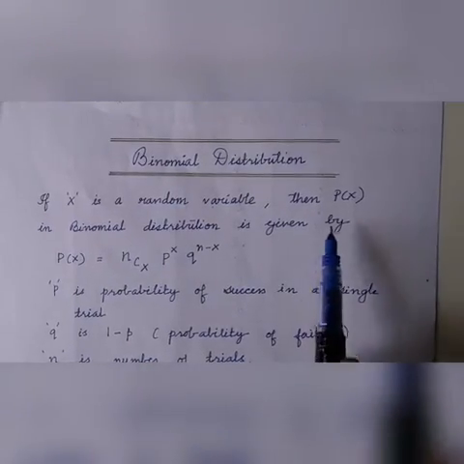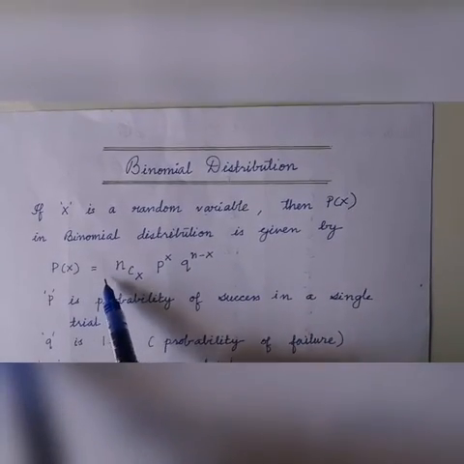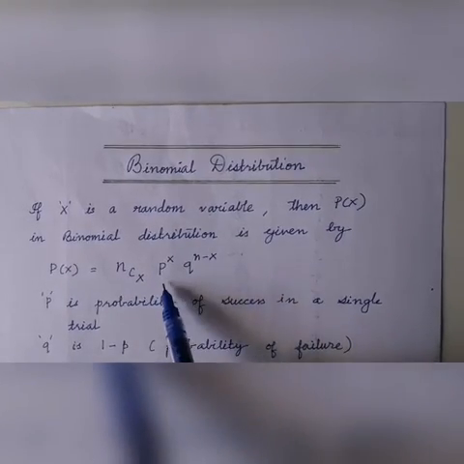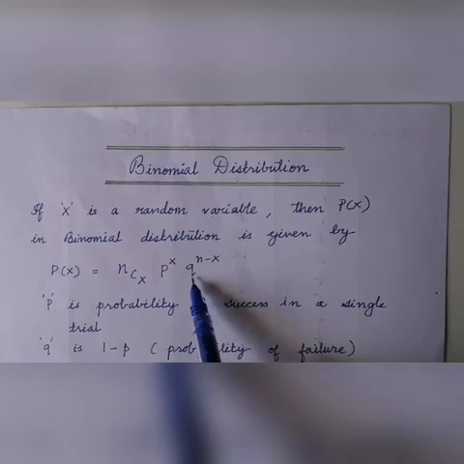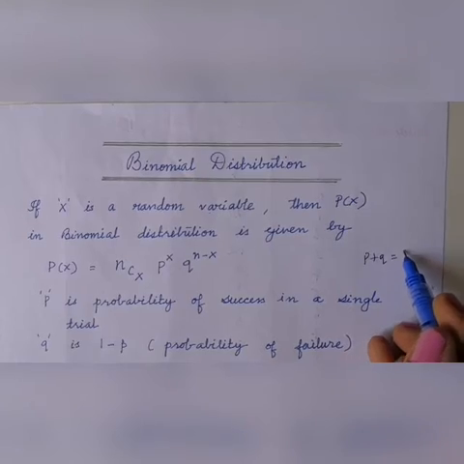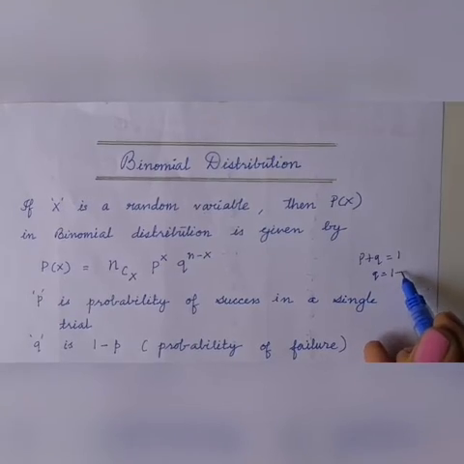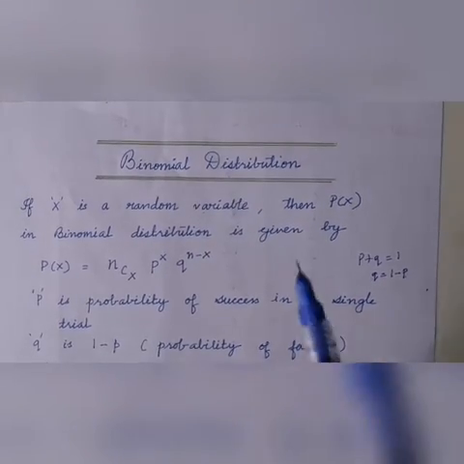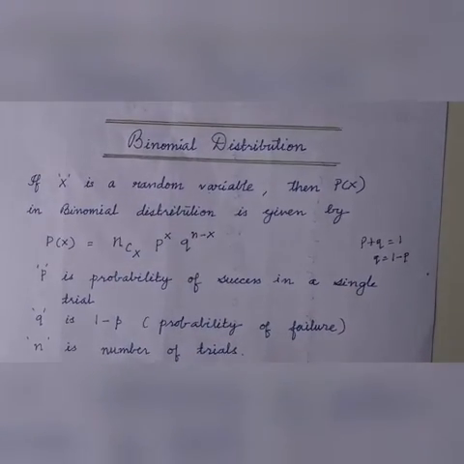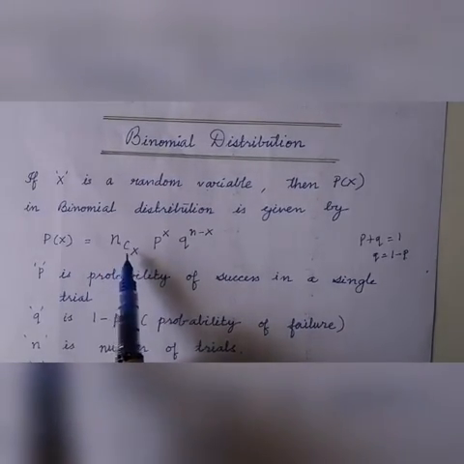If x is a random variable, then the probability distribution function is given by p of x equals nCx, p to the power of x and q to the power of n minus x. P is the probability of success, Q is the probability of failure, and as we know, P plus Q is equal to 1. The total probability should be equal to 1. We can calculate the value of Q if we know P. So Q is equal to 1 minus P. N here is the number of trials, and X is a random variable which represents the number of successes in n trials.